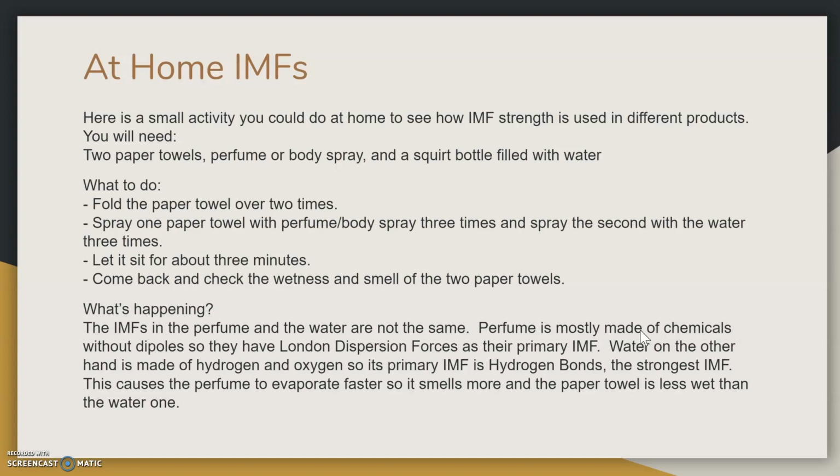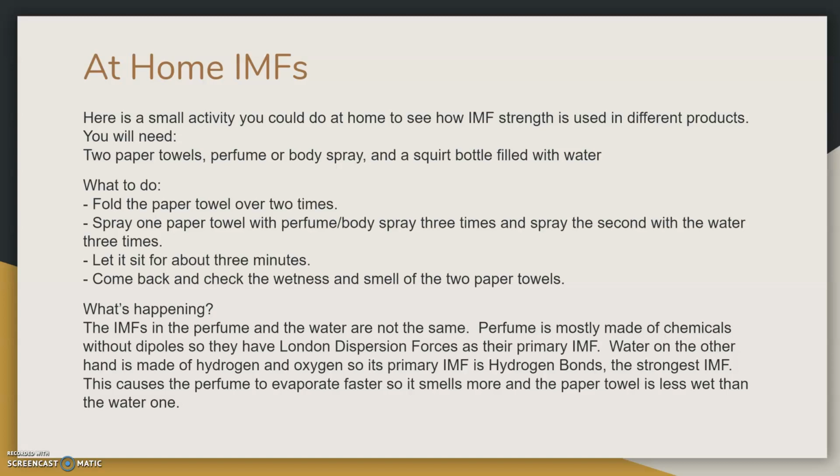At home IMFs. Here is a small activity you could do at home to see how IMF strength is used in different products. You will need 2 paper towels, perfume or body spray, and a squirt bottle filled with water. What to do? Fold the paper towel over 2 times. Spray 1 paper towel with perfume or body spray 3 times and spray the second with water 3 times. Let it sit for about 3 minutes. Come back and check the wetness and smell of the 2 paper towels.